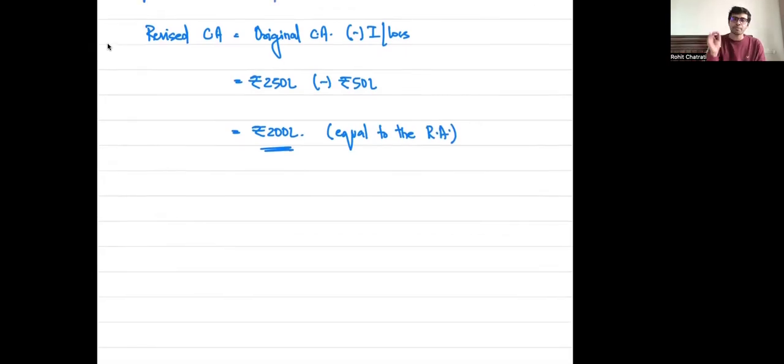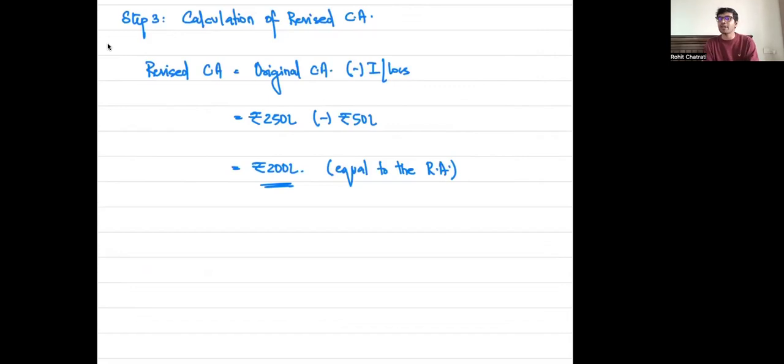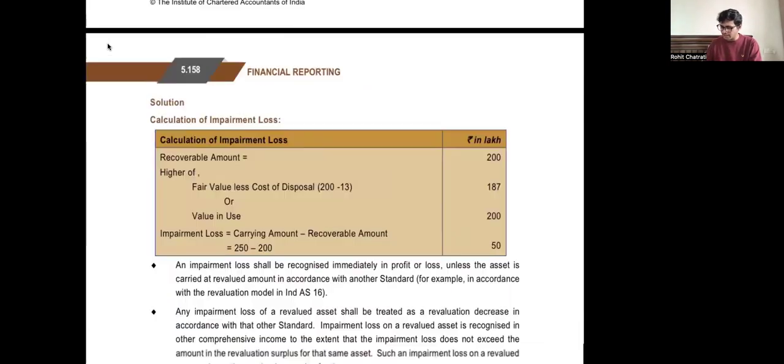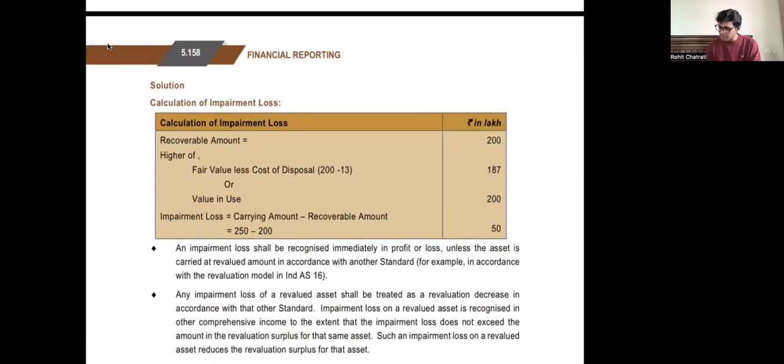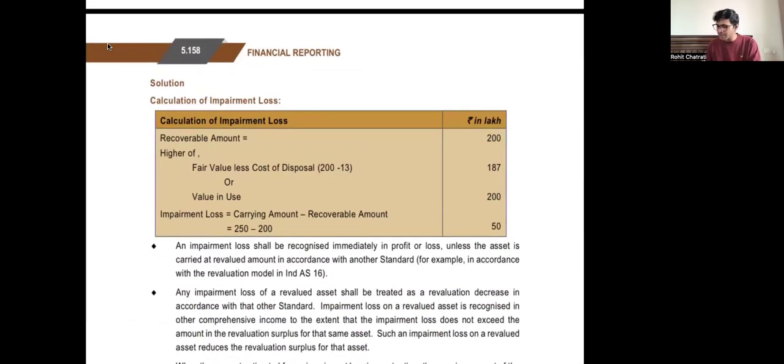When you prepare the final balance sheet for 31st of March 2021, the amount that will be reflected on the balance sheet will actually be equal to 200 lakhs, and your P&L will actually have an impairment loss of 50 lakh rupees recognized. That is with regards to illustration number 4. Let's actually quickly see the institute's solution as well. So it's calculating the recoverable amount as 200 lakhs and impairment loss is calculated as 50 lakh rupees.